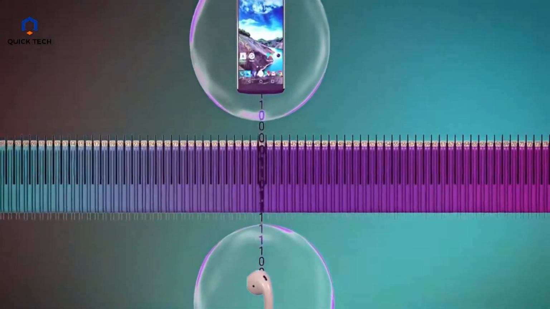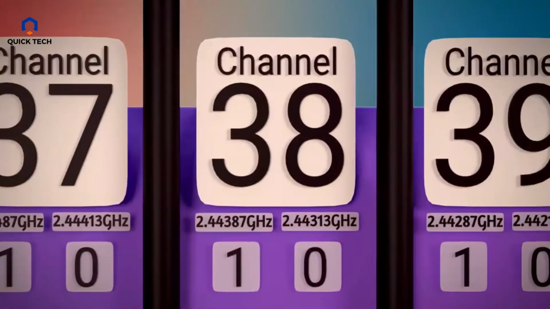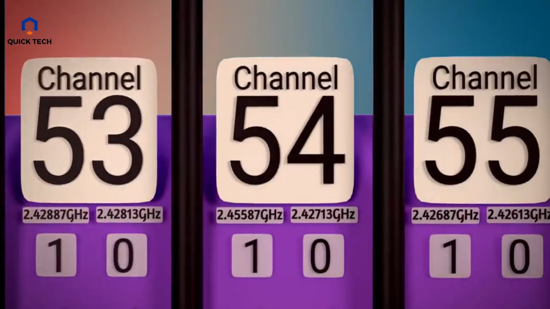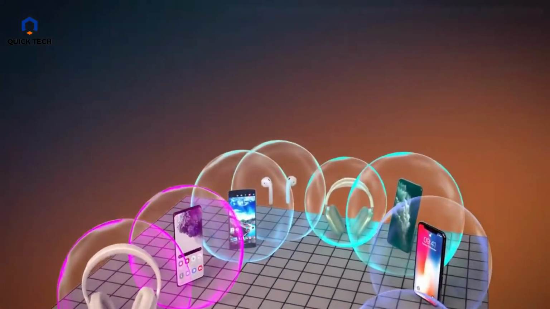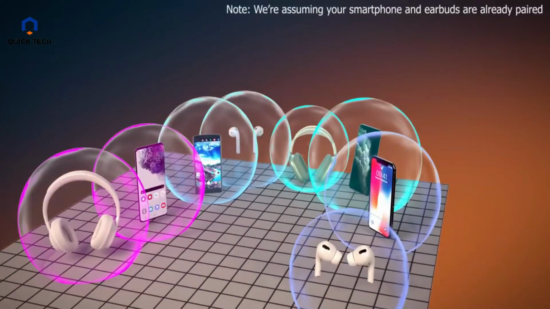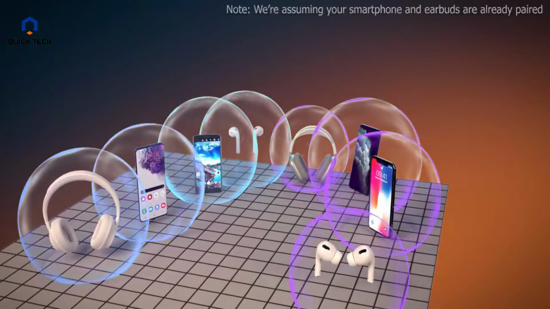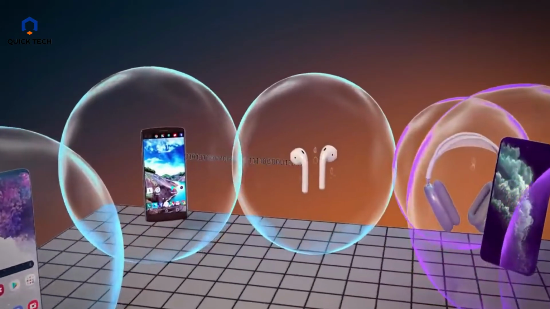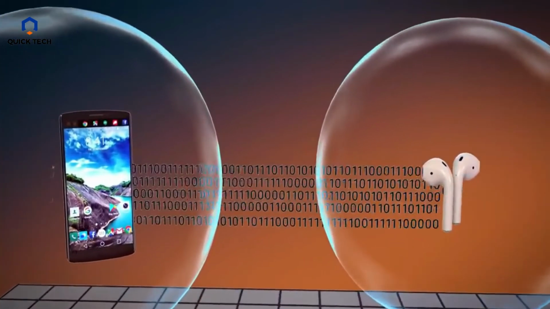For example, these are the frequencies for a 1 and a 0 in channel 38. Whereas these are the frequencies for channel 54. Now, this begs the question, if dozens of devices are using the same wavelengths and possibly the same channel, how do your earbuds receive long strings of binary bits or messages from your phone exclusively?